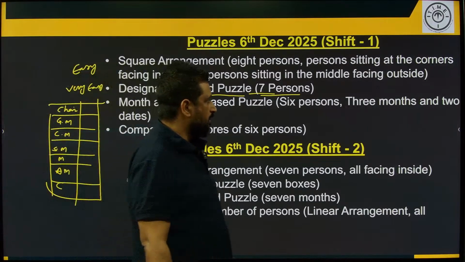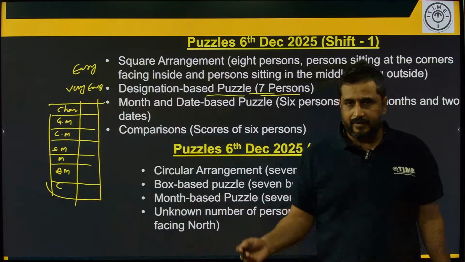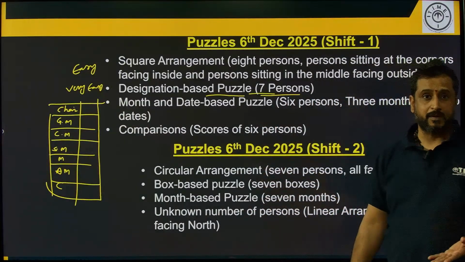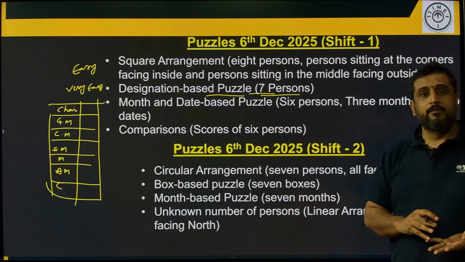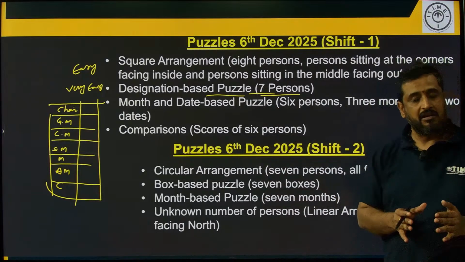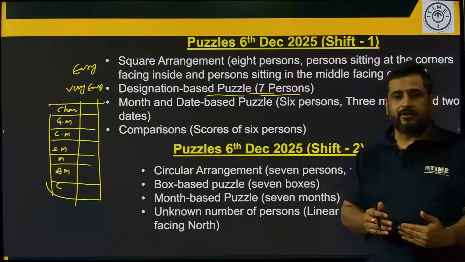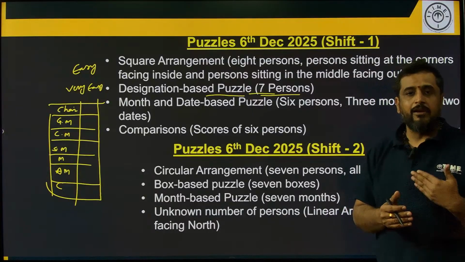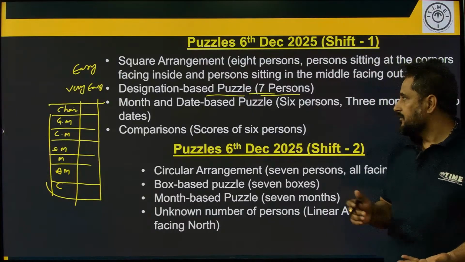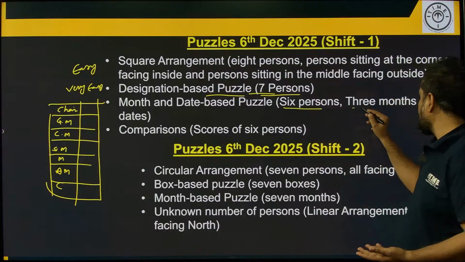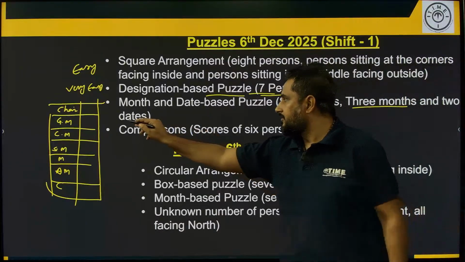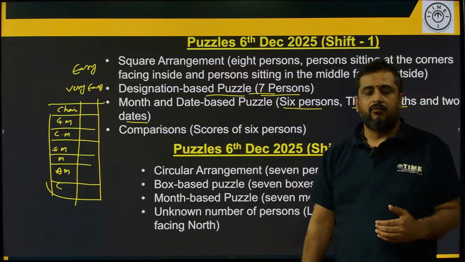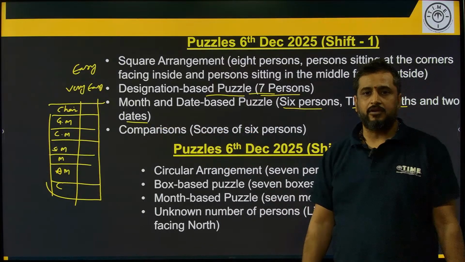Okay, and in the same slot, one more question was given, a month and date based puzzle. It is a very surprise. It is simply 6 people, 3 months and 2 dates. Very easy set. Generally for clerical prelims, they regularly give 8 people, 4 months and 2 dates. But here it is surprisingly 6 persons, 3 months and 2 dates. Even when this kind of questions are given, you should know what the basic structure of solving the sets should be.